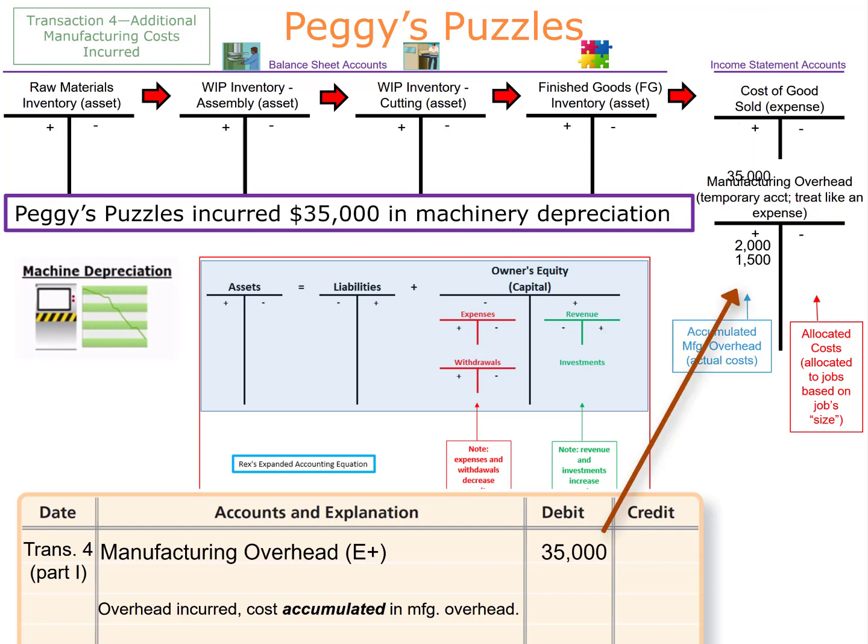Now I'll post the $35,000 to manufacturing overhead. For the credit, we credit accumulated depreciation, a contra asset account that is increasing.